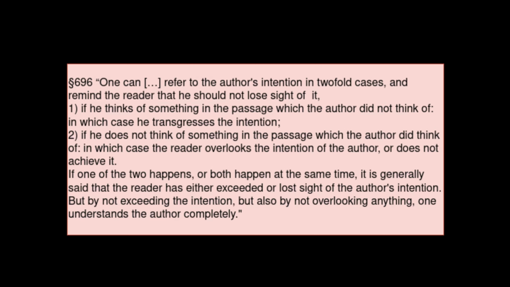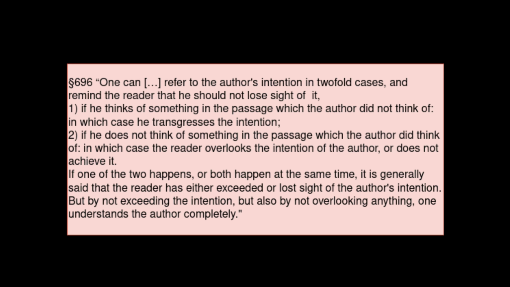telling us here. So Chladenius says there are two ways in which you can not achieve the understanding of the authorial intent. One way is to overlook or disregard it. The other one is to transgress it, to overstep it in a way. I'm only reading that in English because otherwise the video will be too long. In paragraph 696, one can refer to the author's intention in twofold cases and remind the reader that he should not lose sight of it.